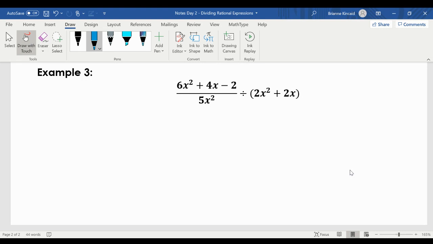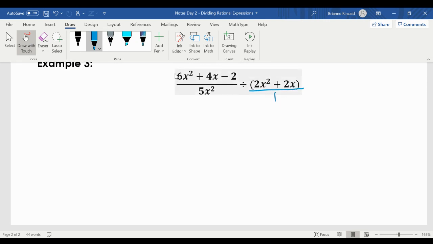Lastly, if you watched the multiplication video, you saw an example like this. 2x squared plus 2x is not a fraction, so I'm going to just make it into 1. I'm going to write this as a fraction over 1. I'm going to go through first and factor. Now this one's a little bit more challenging because the numerator can be factored twice. The first thing we should always look for is a greatest common factor, something that goes into each term. 6, 4, and 2 are all divisible by the number 2. So I'm going to take a 2 out. That's 3x squared plus 2x minus 1.